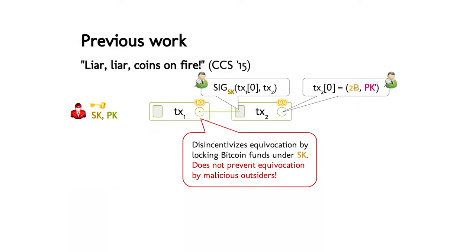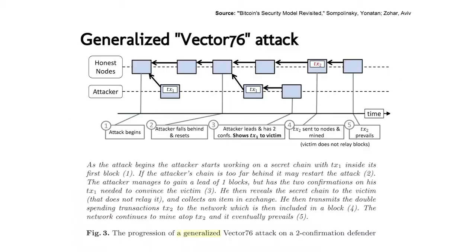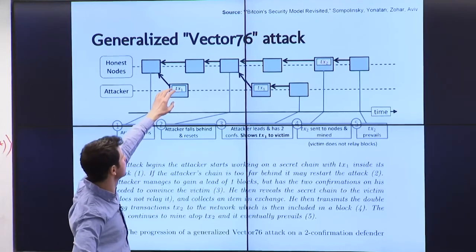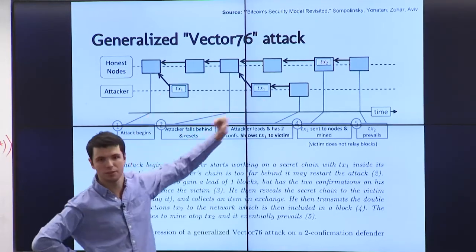All right, now let's talk a little bit about some attacks if there's time. The most interesting attack would be the generalized Vector 76 attack. So this is a screenshot from a paper. Can everybody see this? So the generalized Vector 76 attack is very interesting. So you have an attacker, right? And remember, the goal of the attacker is to replace, let's say, this tx1 with that tx2.